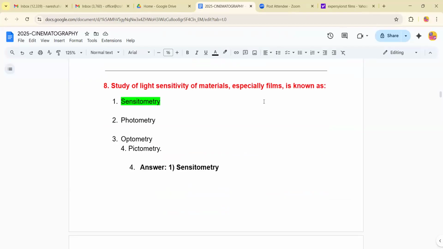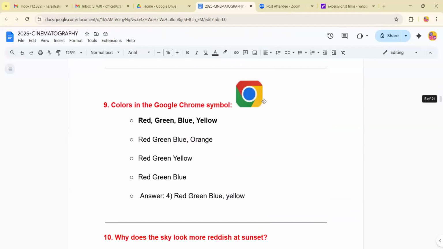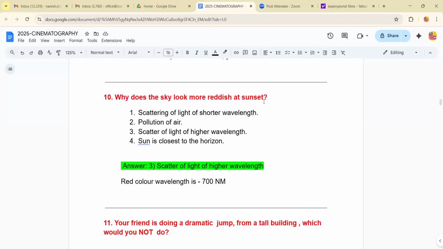The study of light sensitivity of material is called sensitometry. This same question was asked earlier, but in a different manner. The colors in the Google Chrome symbol are red, green, blue, and yellow. So 4 is the correct alternative.